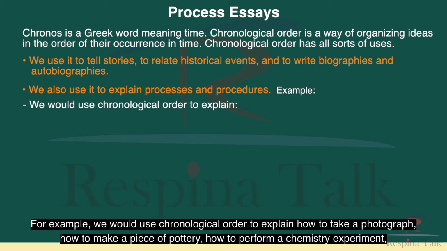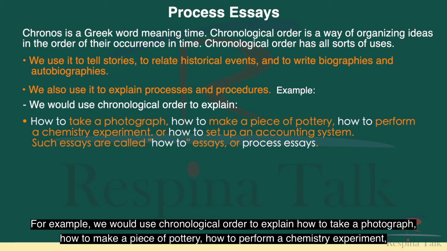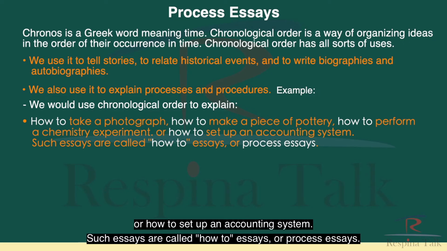For example, we would use chronological order to explain how to take a photograph, how to make a piece of pottery, how to perform a chemistry experiment, or how to set up an accounting system. Such essays are called how-to essays or process essays.